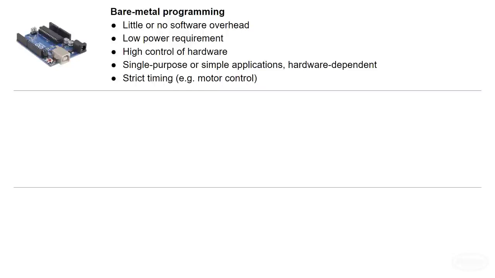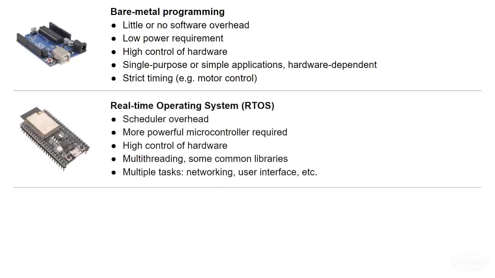Direct control of hardware often means flipping bits in registers, so your code will not be very portable, as it will only run on that particular microcontroller family. Without a lot of overhead, you have the option of using low-power microcontrollers to get the job done. So this approach is best for single-purpose or simple applications and for times when you need strict timing, such as controlling motors or LEDs. Next up is real-time operating systems.